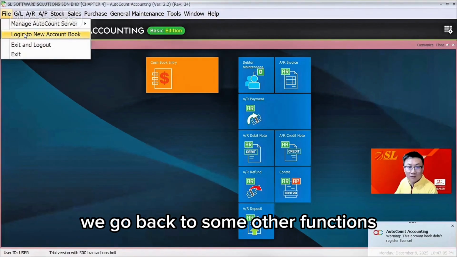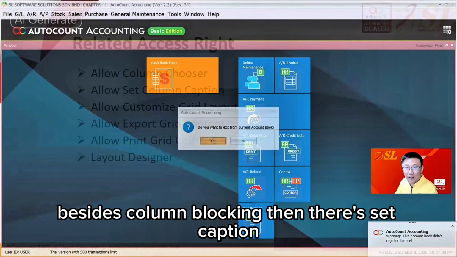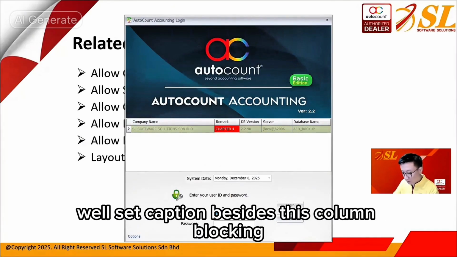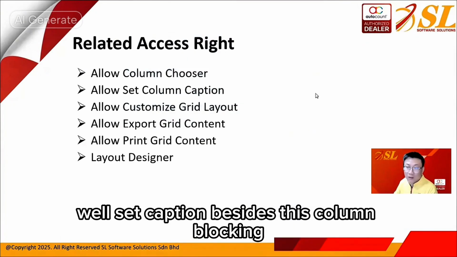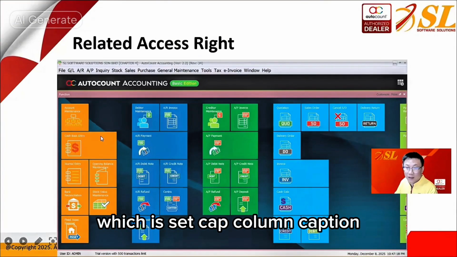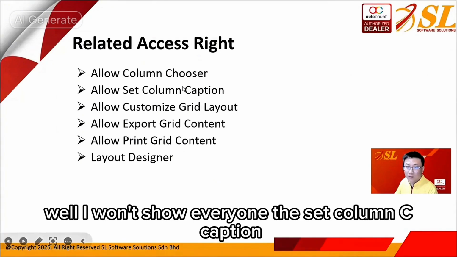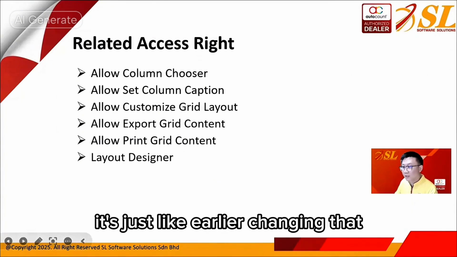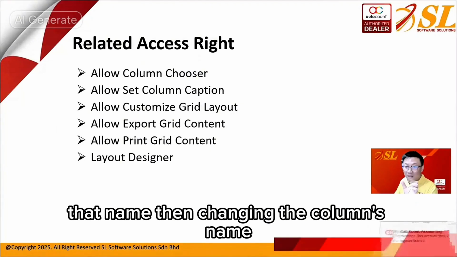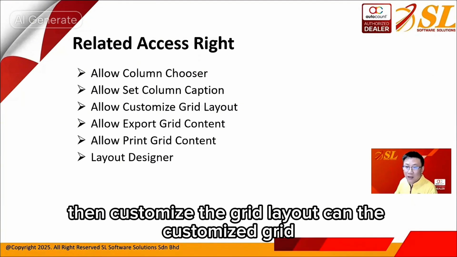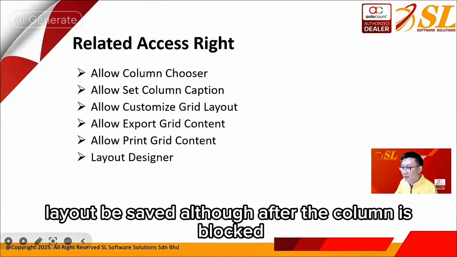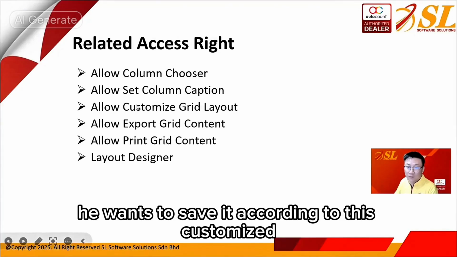We go back to some other functions. Besides column choose, there's set column caption. I won't show everyone the set column caption, it's just like earlier, changing that name, then changing the column's name. Then customize grid layout. Can the customized grid layout be saved? Although the column is blocked, he may want to save it according to this customized grid layout.